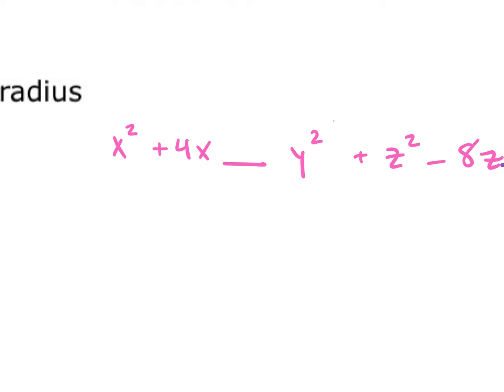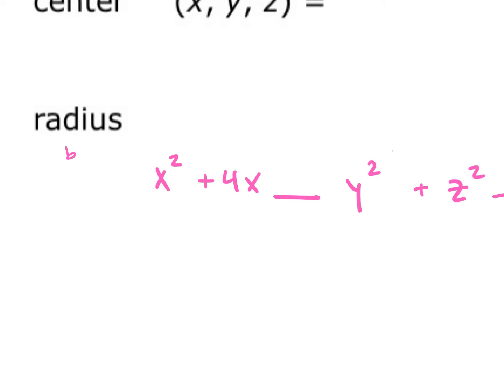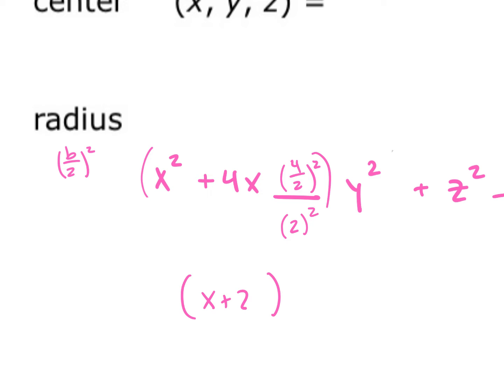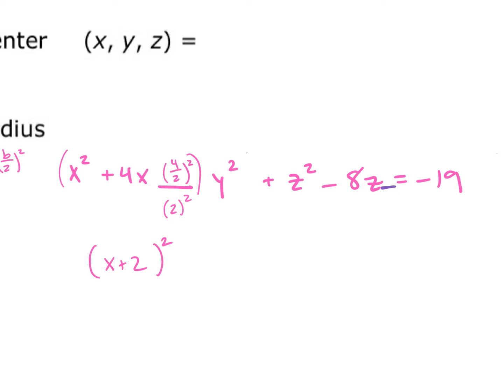What is the formula that I need to complete the square? B over 2 squared. And what's my b with the x's? 4. So it'll be 4 over 2 squared. 4 over 2 is 2. So I have 2 squared. So what's going to go into my parentheses? X plus 2 squared. And then what am I adding here that I also need to add on the other side? I'm adding 4 because it's 2 squared, so I have to also add 4 to the right side.